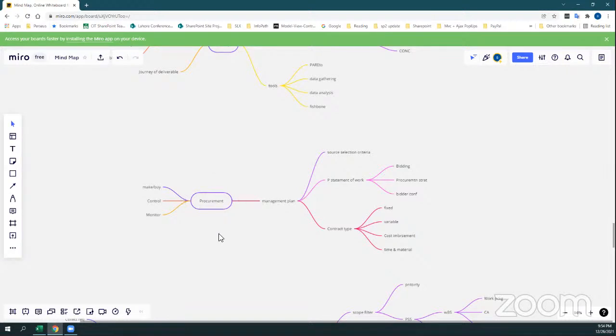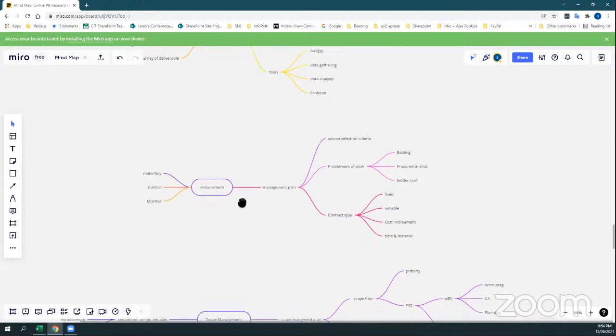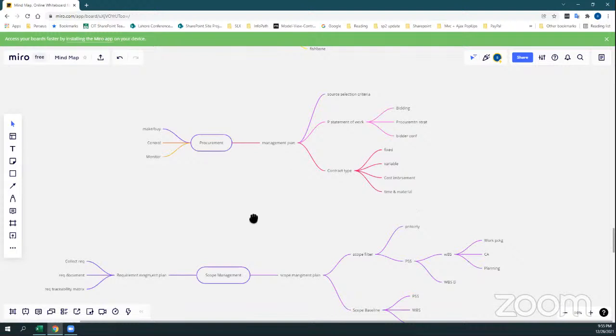The next topic is procurement. Under the procurement management plan, the first topic would be to identify the source selection criteria. Then we have the statement of work, where we will do the bidding, procurement start, and other details as well. In procurement, various contract types are available: fixed price, time and material, and cost reimbursement. Then there are make or buy decisions, procurement control, and procurement monitoring as well. So at a high level we have identified a few points here. Can we move on to the next?